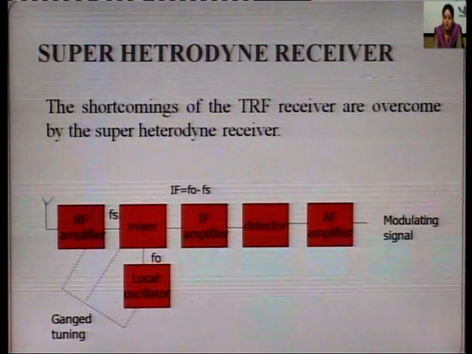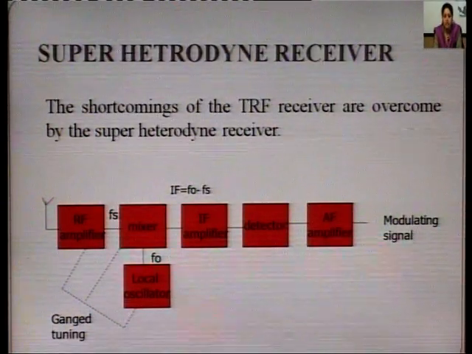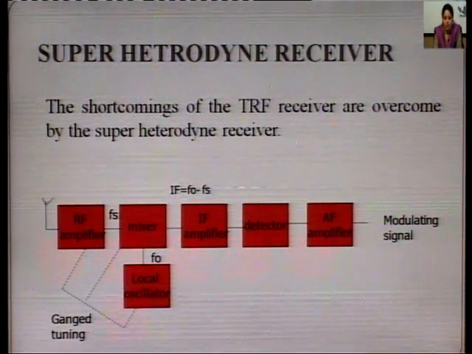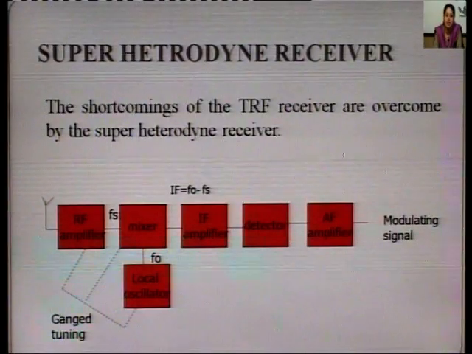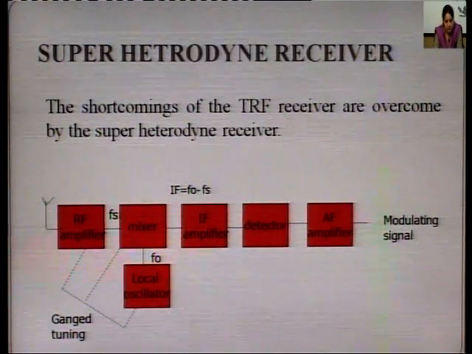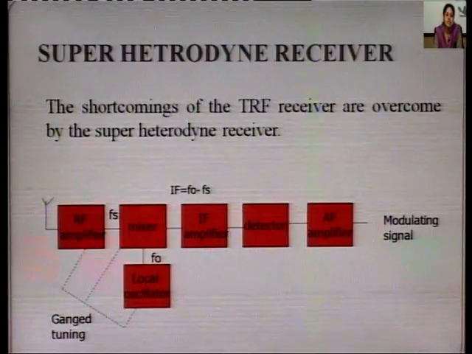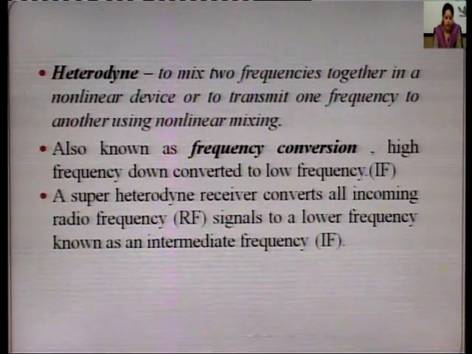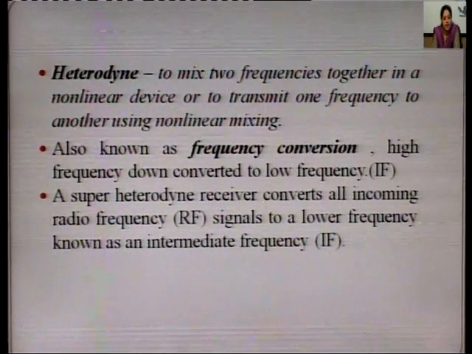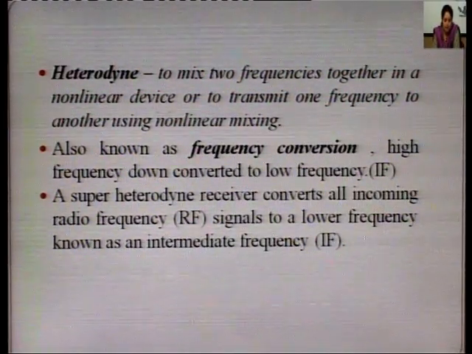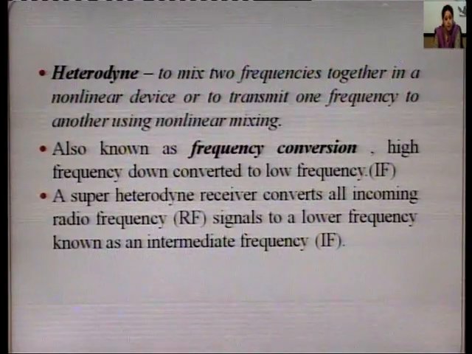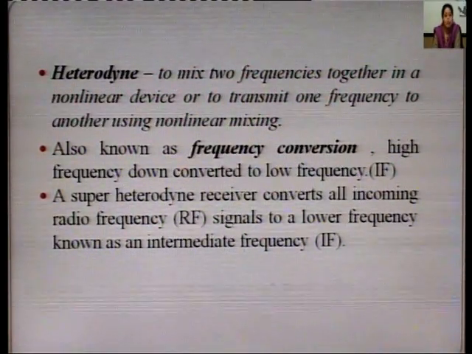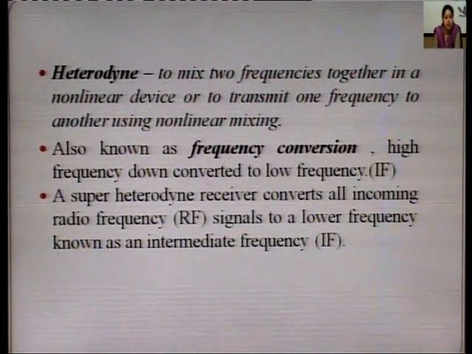A mixer performs a basic function: it mixes two frequencies to get a new frequency. The two frequencies are the signal frequency and the local oscillator frequency. The mixer processes these two frequencies to get a new frequency, the intermediate frequency. It works on the principle of heterodyning. What is heterodyning? The receiver's name, superheterodyne, is due to the principle involved, that is heterodyning.